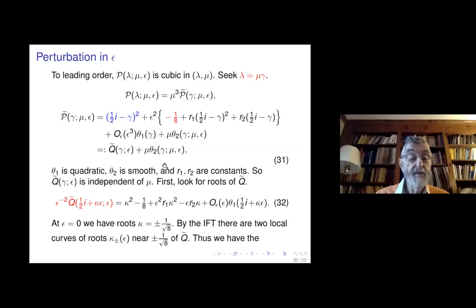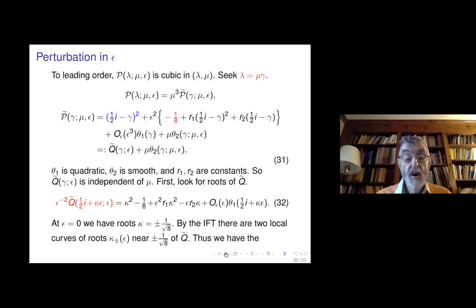And then I've split off the very last term separately. I'll do that in a moment. So forget this term for a moment. Okay, you look at this thing, we want to look at the roots of this for kappa. So when epsilon equals 0, obviously the roots are 1 over the square root of 8 from here. And so we use the implicit function theorem to take care of these guys. And there's a curve of roots, kappa, there's a plus and a minus case of epsilon, like this.